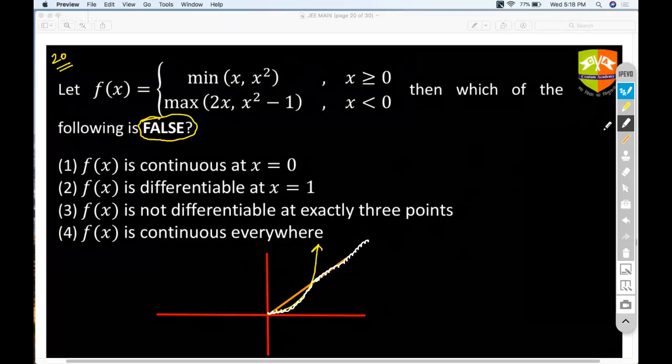Similarly, for the right hand side, x square minus 1 graph would be like this. Correct. And y is equal to 2x graph will be like this. Correct. Again, we have to take the maximum of the two. So maximum of the two would follow this graph and then this graph. Right. So ultimately, your figure is going to be obtained like this.